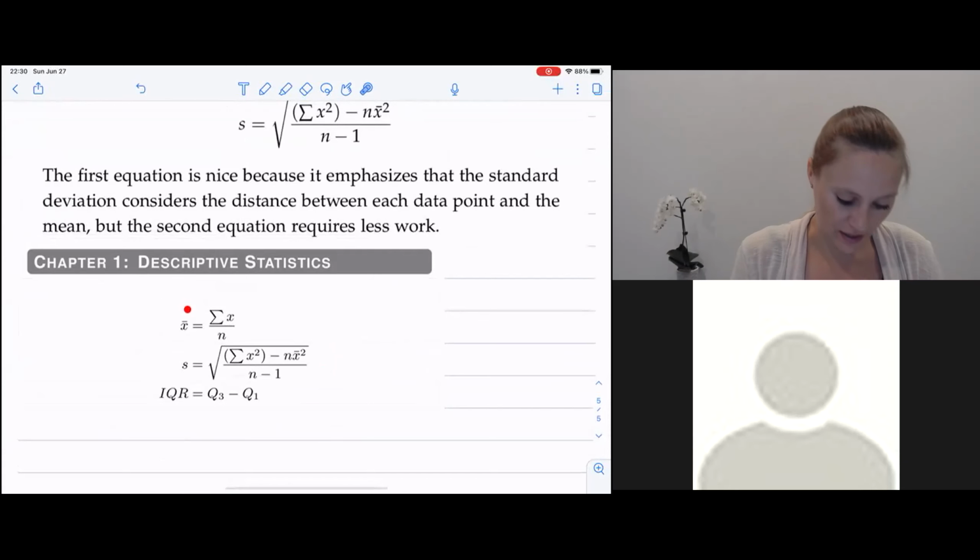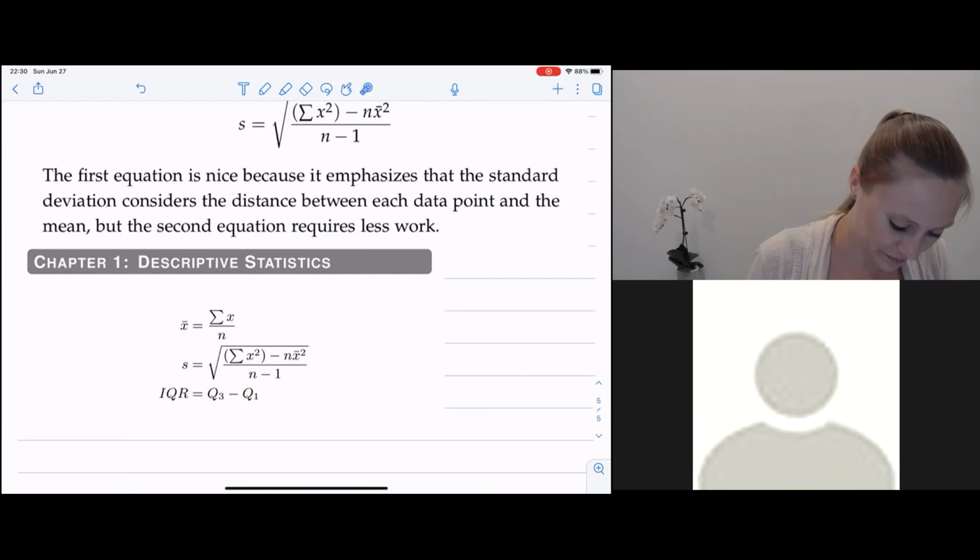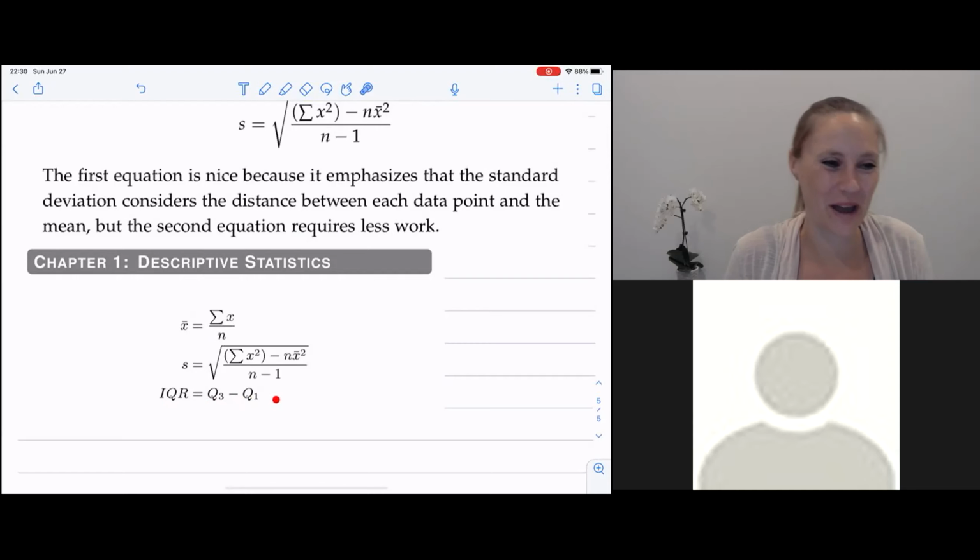But you have the formula for X bar, which is the sum of the X's over N. We have the formula for S, the sample standard deviation. We also have the formula for IQR, which is Q3 minus Q1. That's simple enough. If only we knew what Q3 and Q1 are, I'll introduce them. Then we're kind of back on easy street.